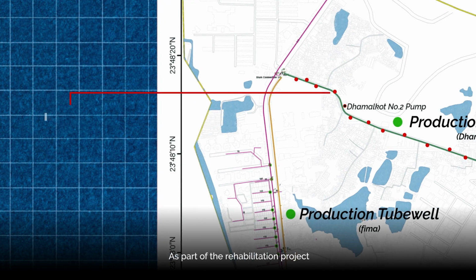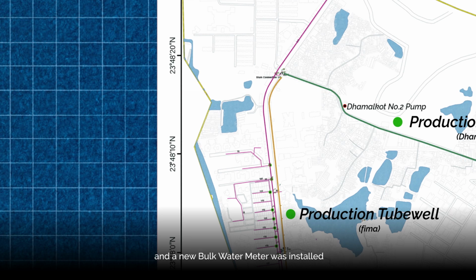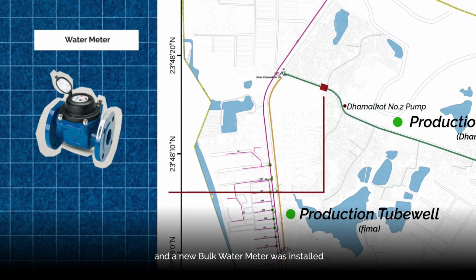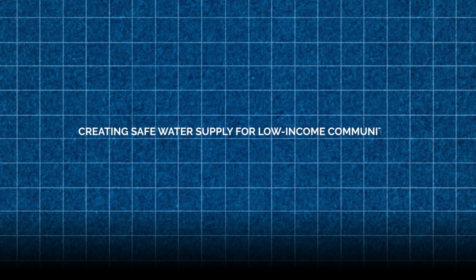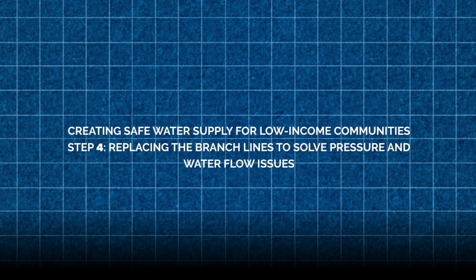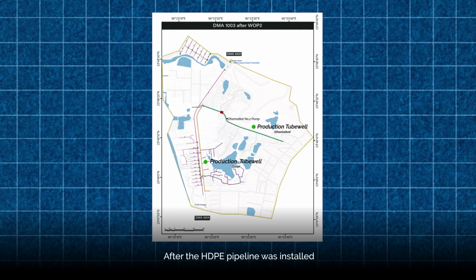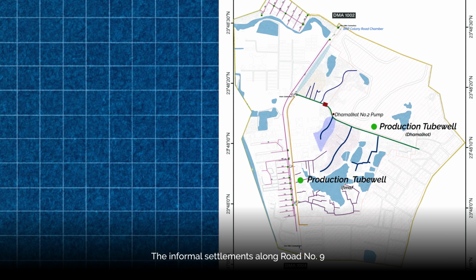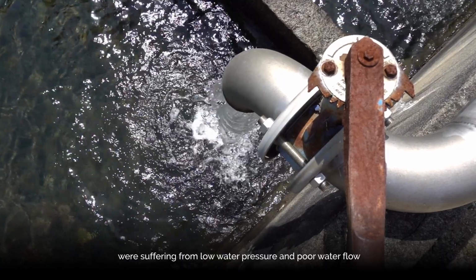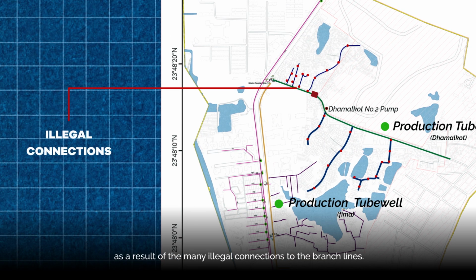As part of the rehabilitation project, all illegal connections to the PVC distribution line were legalized, and a new bulk water meter was installed to measure the water consumption of the informal settlements. After the HDPE pipeline was installed, the remaining step was to rehabilitate the branch lines. The informal settlements along Road Number 9 were suffering from low water pressure and poor water flow as a result of the many illegal connections to the branch lines.